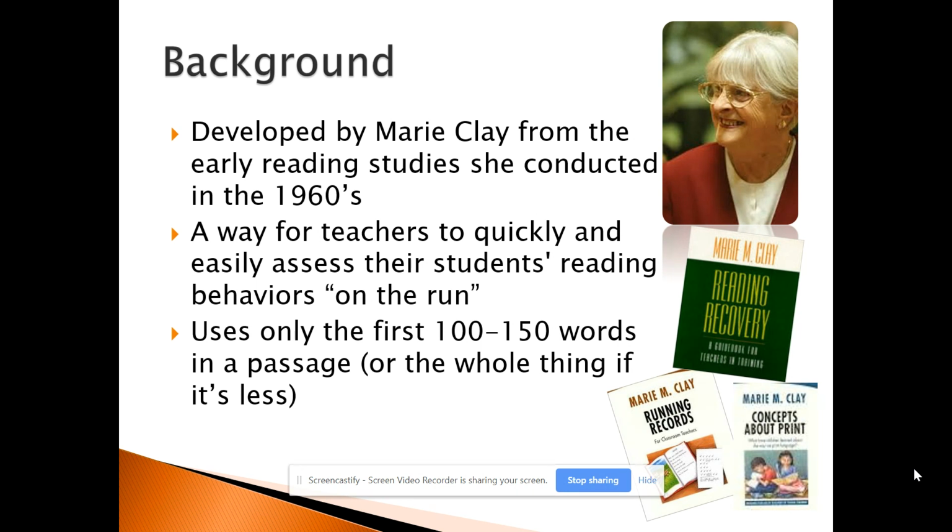A little more about Marie Clay. She did conduct studies using running records starting back in the 1960s. This is a way for teachers to assess their students very quickly. And in a running record assessment, the text is only about 100 words long, 150 at most. We're trying to do something very quickly when we're using a running record, as seen in the previous point. So the text that you'll be working with is going to be a fairly short one.